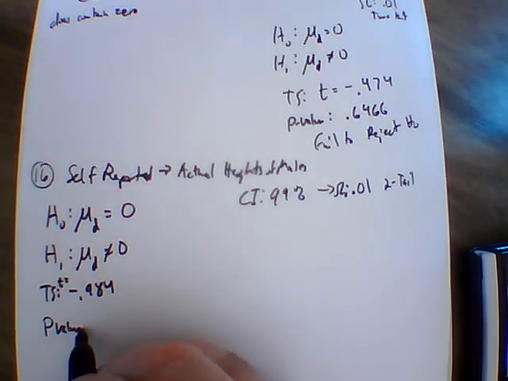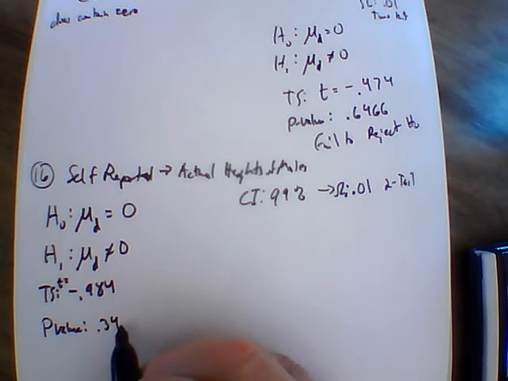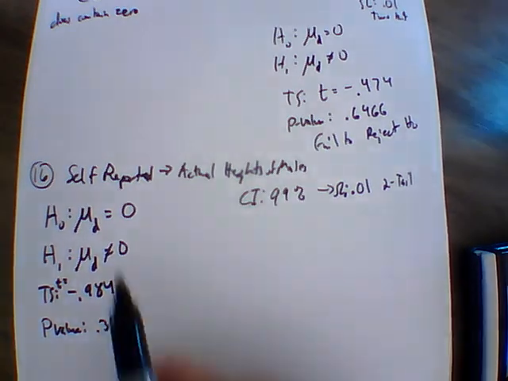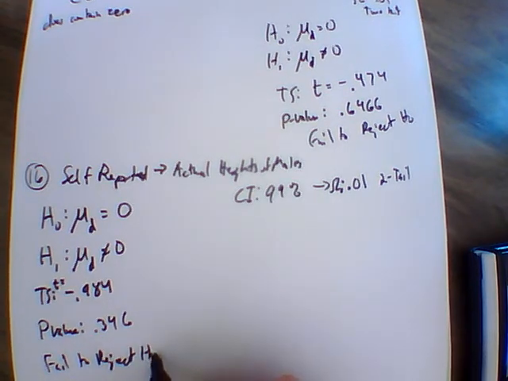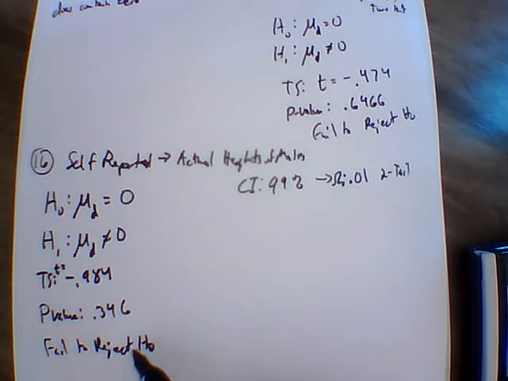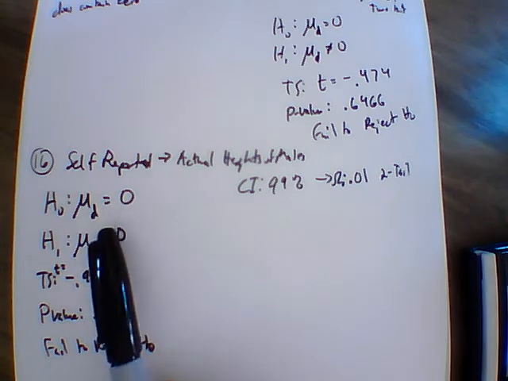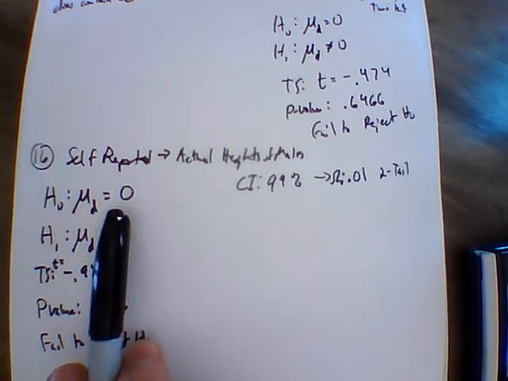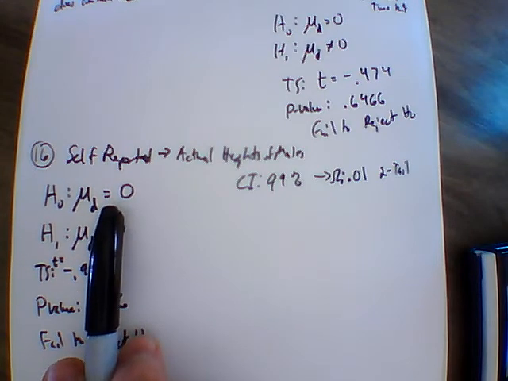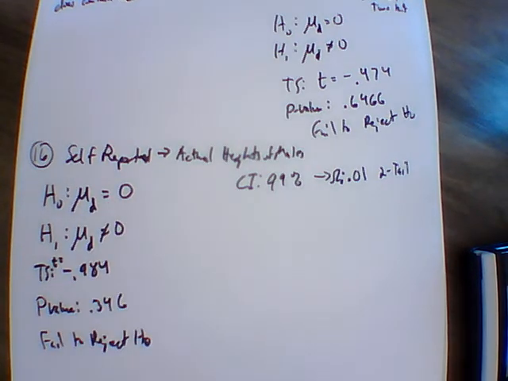And then our p-value is 0.346. So we see that we fail to reject the null hypothesis. So meaning that there is not sufficient evidence to reject the claim that what people report and actually measure is true height. Okay, so once again, we can't support this claim because the claim is our null hypothesis. So that's where we got to go backwards in this.